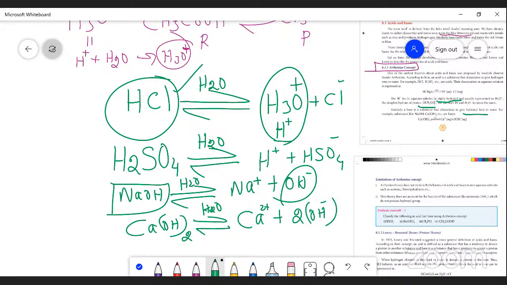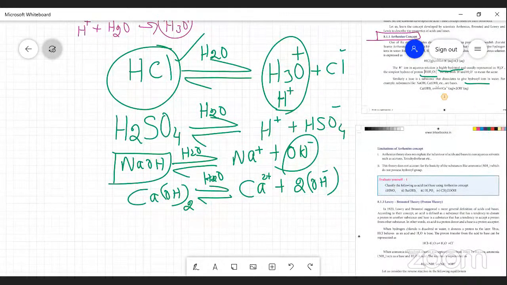According to Arrhenius, it is simple to recall. Any substance which releases H plus ion is called an acid. Any substance which releases OH minus ion in water is called a base. Then there is a limitation for any concept, a drawback we can tell. What are the limitations of Arrhenius?